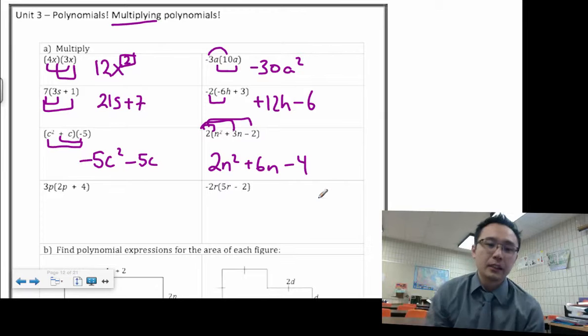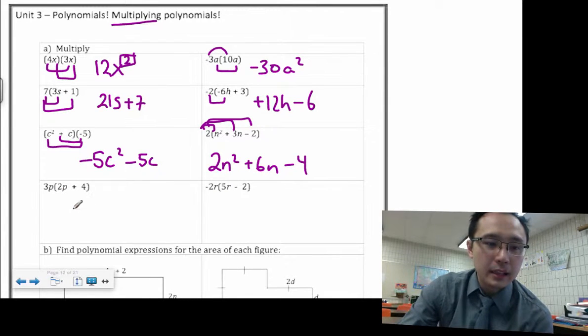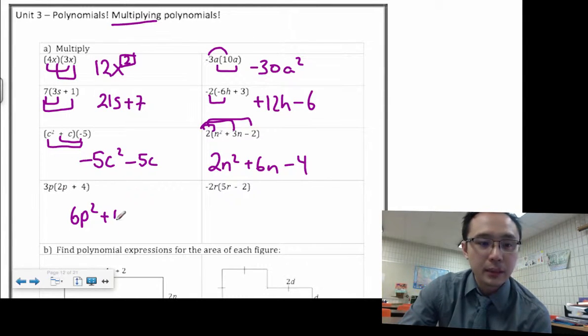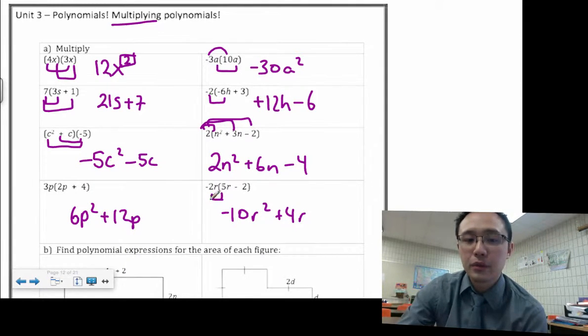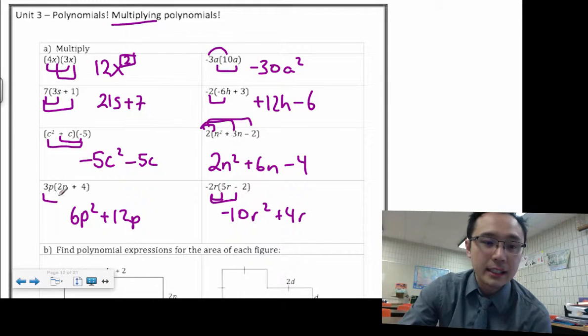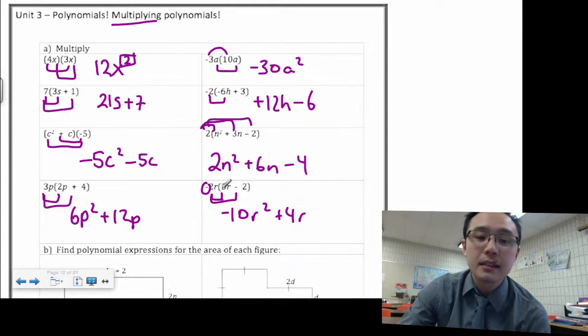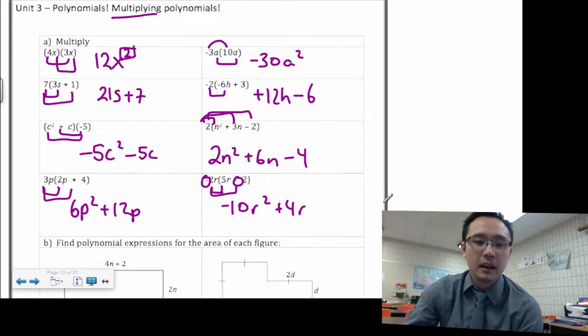So not too bad. Distribute again, so it would be 6p squared plus 12p. And then negative 10r squared plus 4r. Notice it's just all distribution. Make sure you're looking at the signs as well. The signs are important. Okay.